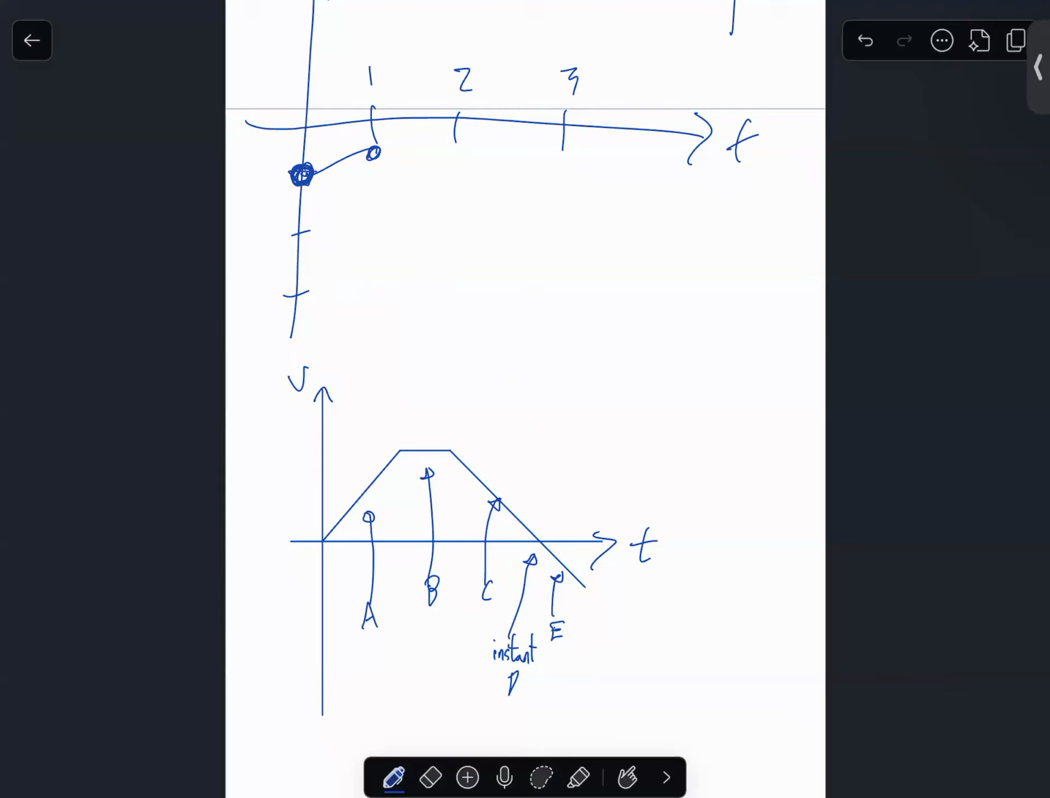Okay, hopefully that helped review. Here's the answer that you should have achieved. Speeding up, moving upward at a constant speed, slowing down while moving up, turning around, speeding up while moving down.